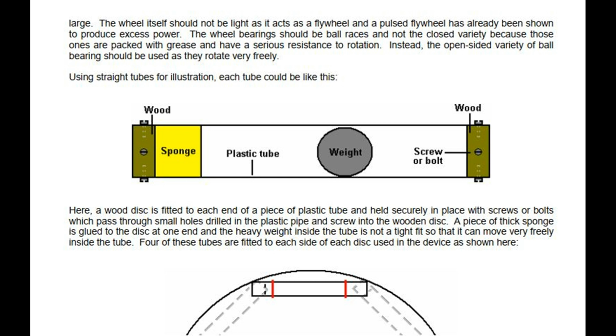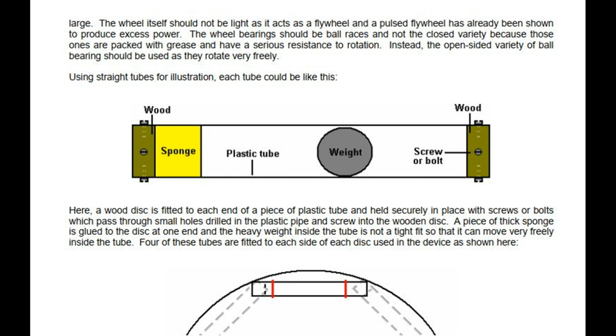Instead, the open-sided variety of ball bearing should be used, as they rotate very freely. Using straight tubes for illustration, each tube could be like this. Here, a wood disc is fitted to each end of a piece of plastic tube and held securely in place with screws or bolts which pass through small holes drilled in the plastic pipe and screw into the wooden disc.